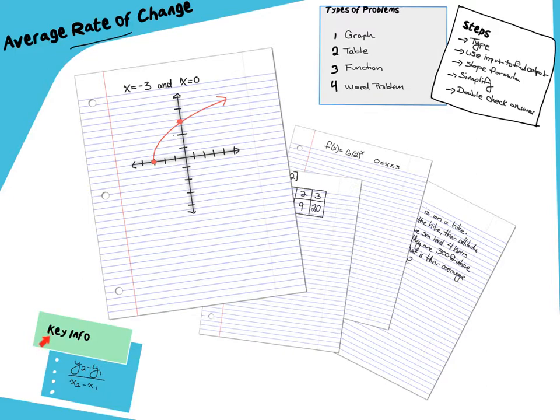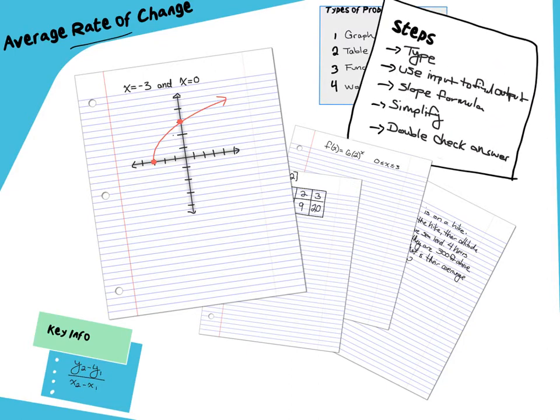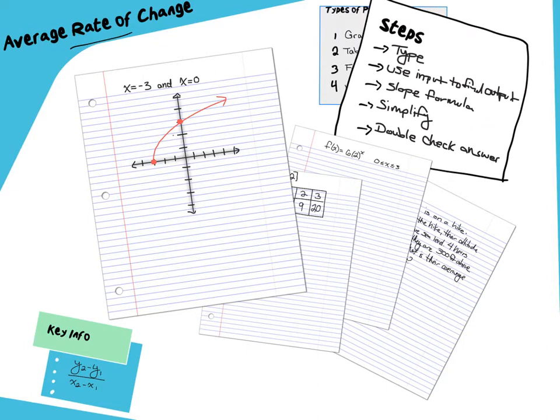Please remember that the key info that you need to be working with is your slope formula of y2 minus y1 over x2 minus x1. The major steps to keep in mind are to identify what type of problem you're working with, use the given inputs to find the given outputs, use that slope formula, simplify your answer, and double check that you answered the question that's given to you.